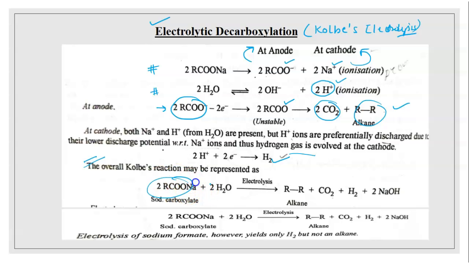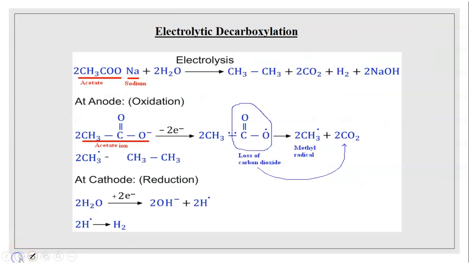RCOONa, that is sodium carboxylate, will be reacting with your water. Upon electrolysis, it will be giving you your alkane. Carbon dioxide is released, hydrogen gas is released, and NaOH is released. So that is one thing. That is the simplest method of decarboxylation, that is your Kolbe electrolysis. So this we have explained by taking the example of sodium acetate.